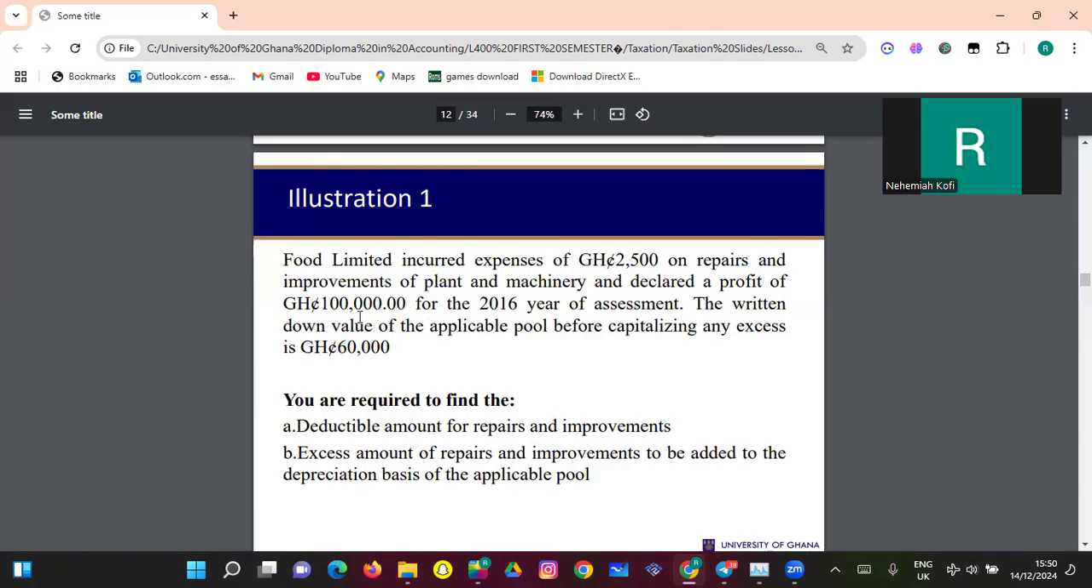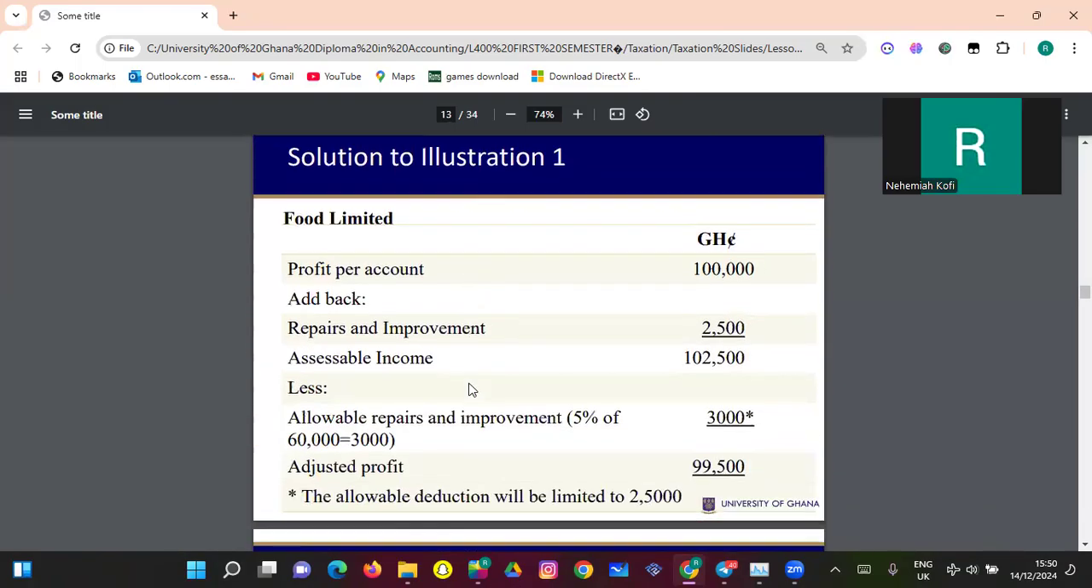Now, what are we to use as the benchmark? 5% of this 60,000, right? So 5% of this 60,000 is what? 3,000. But the expense is what? 2,500. 5% of this is 3,000, and the expense here is 2,500. So basically, this means that this expense is allowable, right? It's fully allowable. So let's look at what it says.